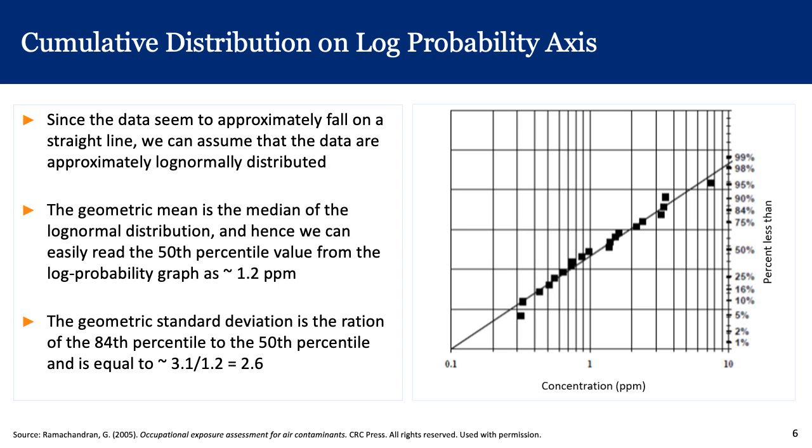Now let's plot these data points on a log probability axis. So what I'm showing here is what is called a log probability plot. And on the x-axis, we have the concentration in parts per million, but it is a logarithmic scale. And it ranges from 0.1 to 1 to 10. So each big unit in the scale is a factor of 10. And on the y-axis, we have what is called a probability scale or a probit scale.